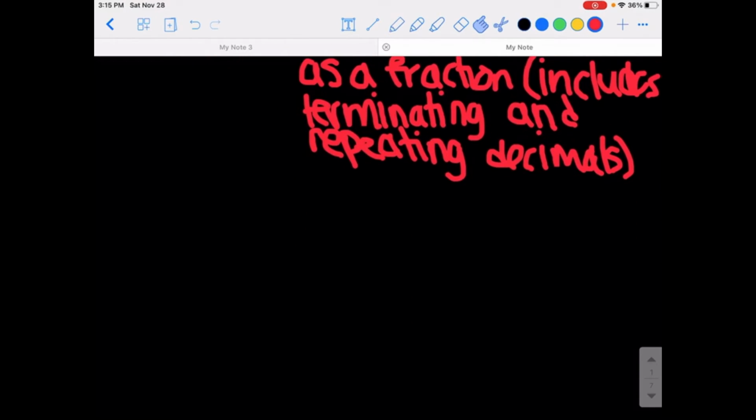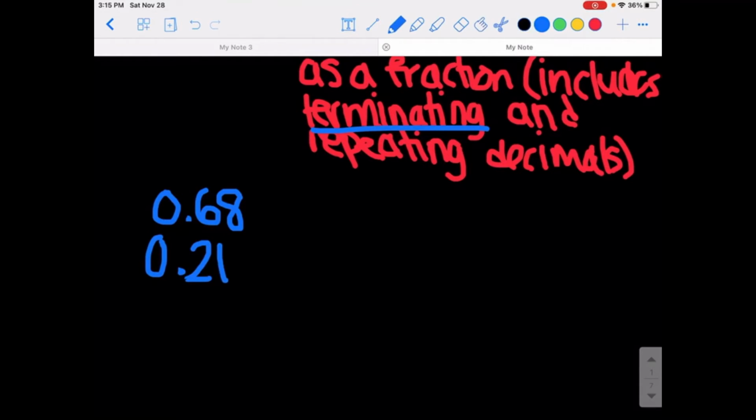So what do I mean by repeating and terminating decimals? A terminating decimal is a decimal that ends. For instance, 0.68, right? That ends. And 0.213 or 3.12. These are called terminating. They do end. They're decimals, but they end. They don't keep on going on and on forever.